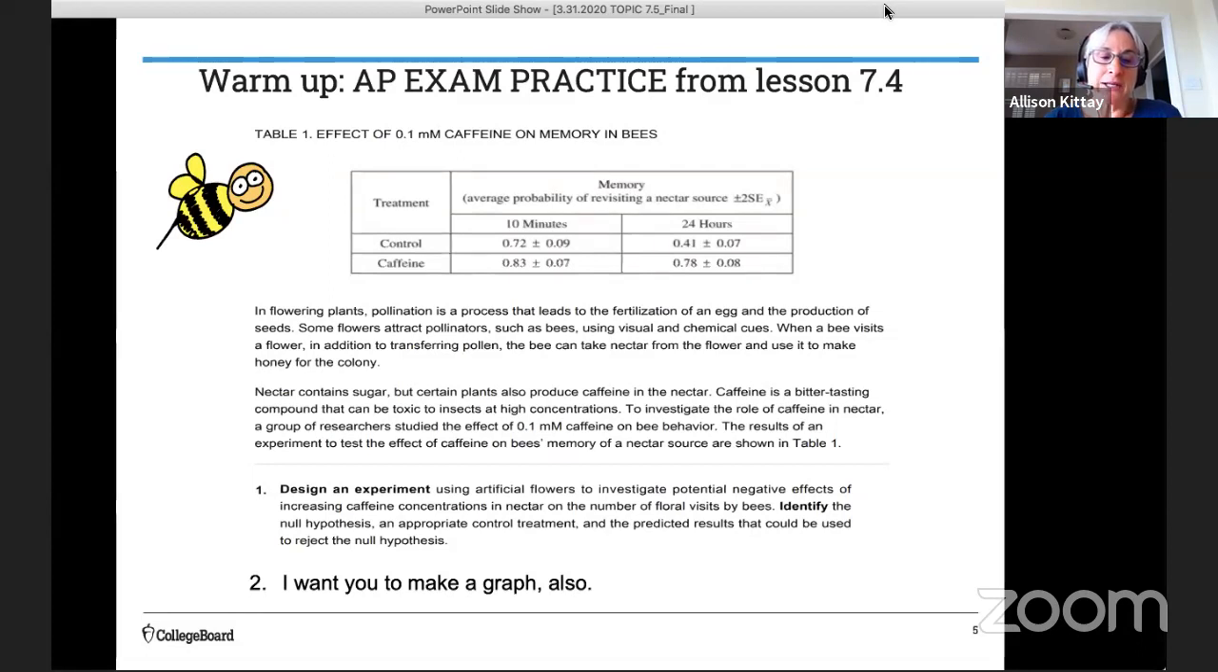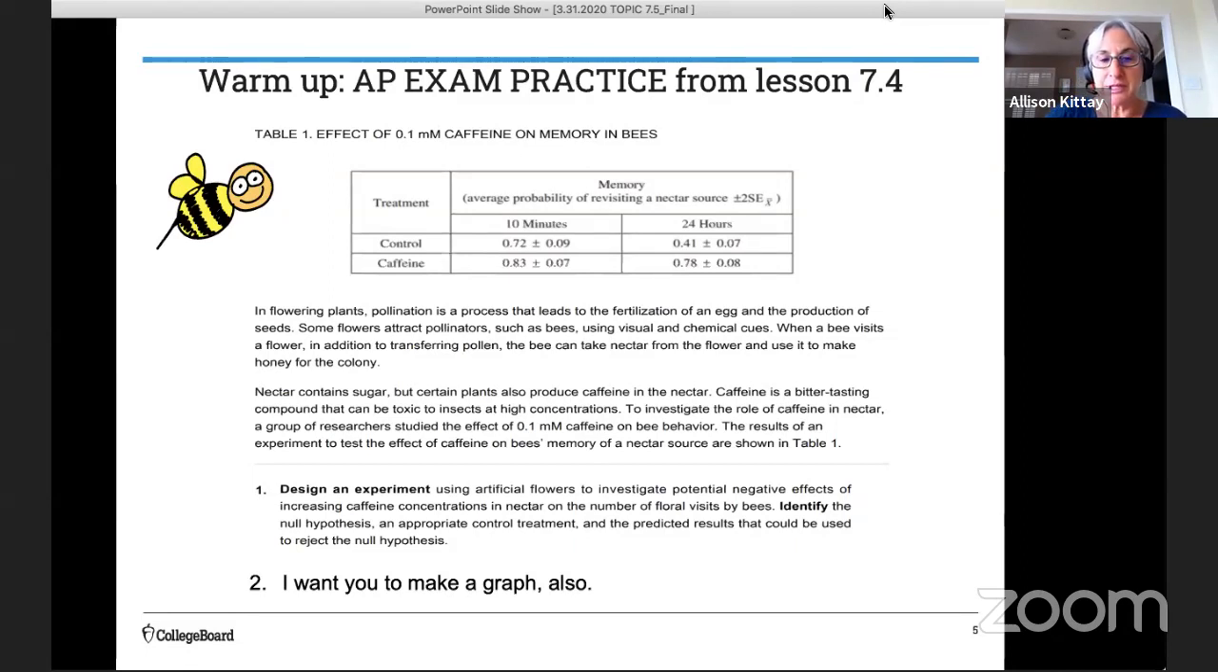So you are asked in this question to design an experiment using artificial flowers to investigate the potential negative effects of increasing caffeine concentrations in nectar on the number of floral visits by bees. In that experimental design, you are asked to identify the null hypothesis, an appropriate control treatment, and the predicted results that could be used to reject the null hypothesis. And also you were asked to make a graph of this data to give you more practice with that skill.